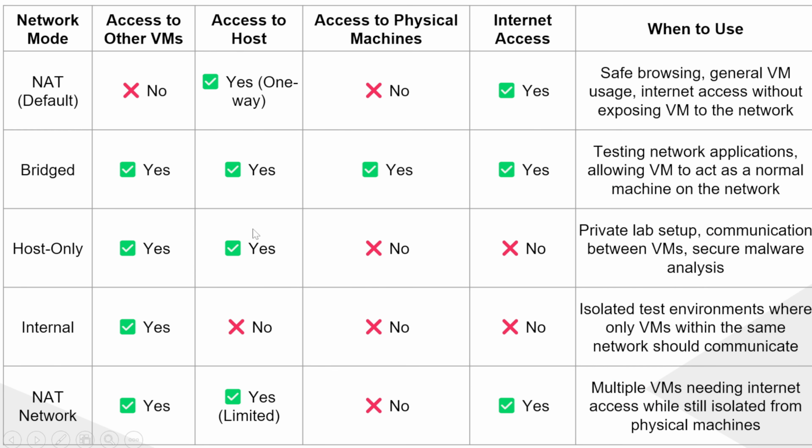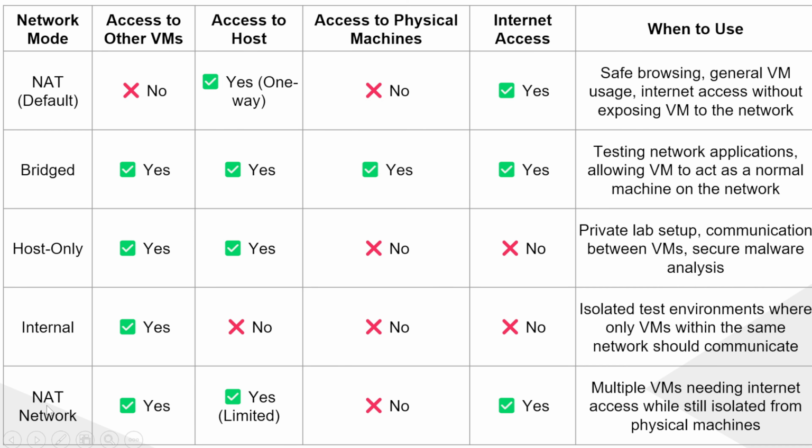Now there is a brief comparison of the various modes. You can pause the video and see this. I have already explained everything. I will talk about one other mode, which is internal mode. In internal mode, access among all the VMs is allowed and everything else is restricted. This is used for testing extremely isolated environments where there should be no network communication at all from the outside world.